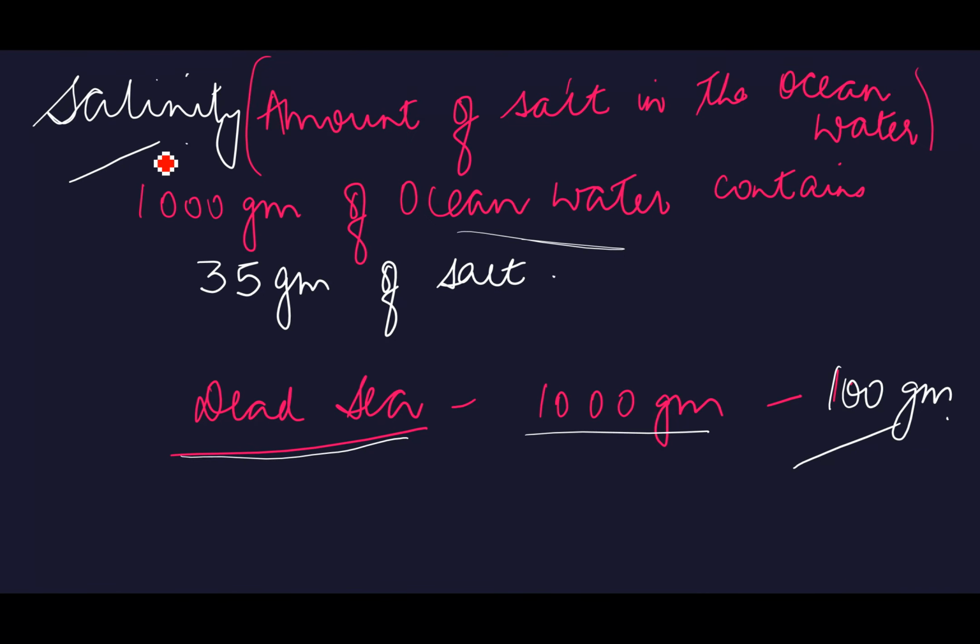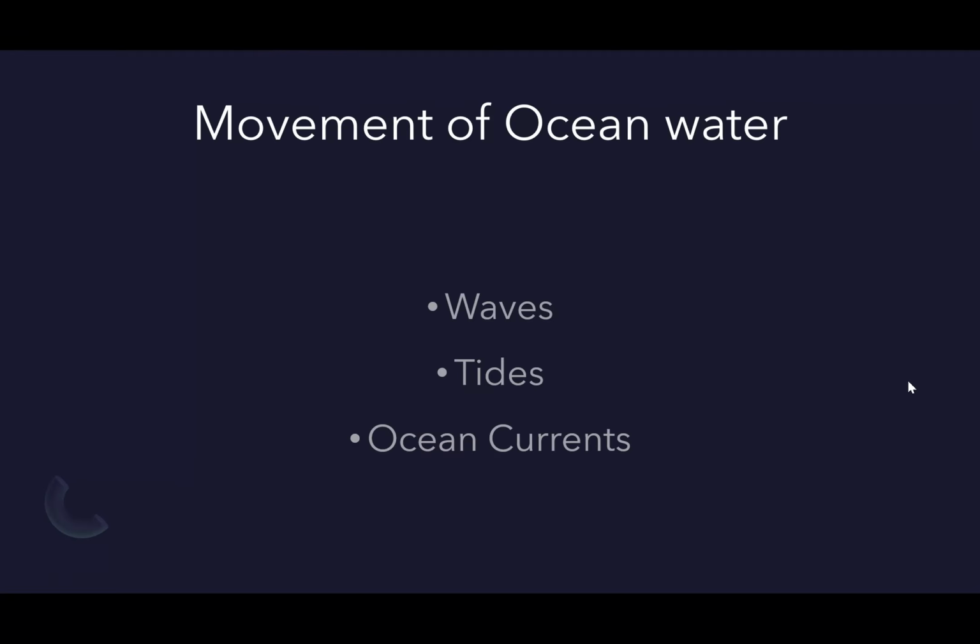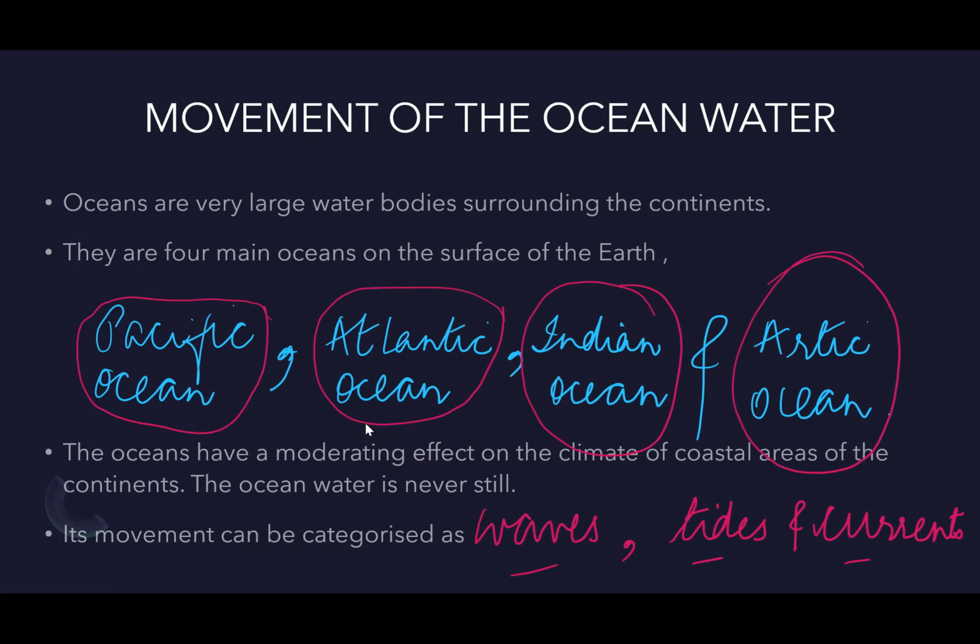Now, I was talking about the salinity in the oceans. Salinity means the amount of salt that is present in the ocean water. If I take 1000 gram of ocean water, it contains 35 gram of salt. The Dead Sea has quite a bit more, about 240 grams per 1000 gram. Now, the movement of ocean water: we will be specifically discussing the waves, tides, and the ocean currents. So let's move on to that.